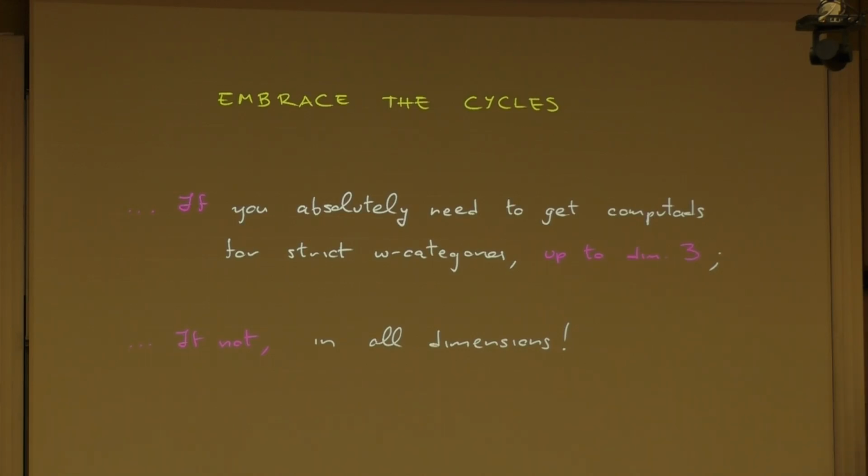So yeah, the final message of this talk is that you can stop worrying and learn to love cycles, and if you absolutely need to get computads for strict omega categories, you can still embrace all cycles of dimension 3, and if not, you can embrace them in all dimensions, and I'm finished.